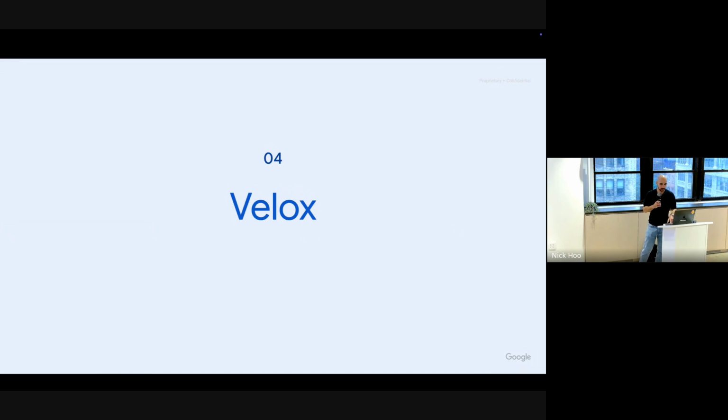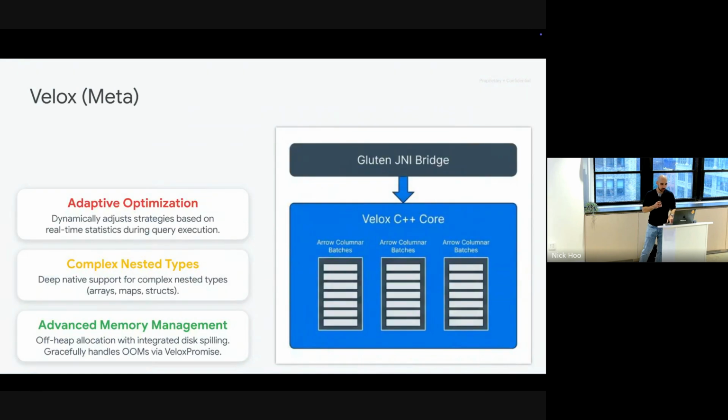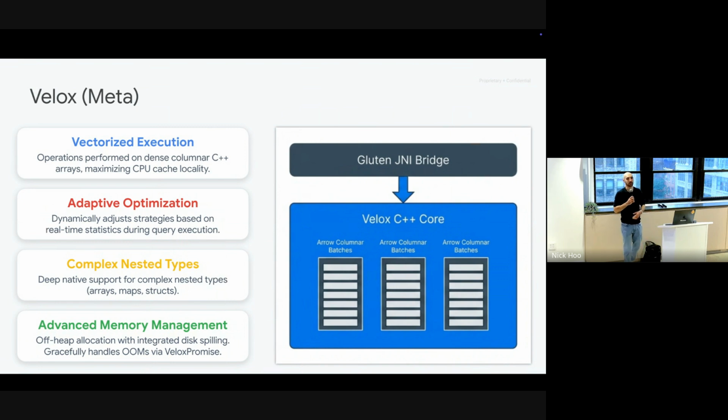Okay, so next, we talked about Gluten. Let's talk about Velox. Now these two are often paired together. They work really well together. This is generally where you see, when there's one, there's the other, generally speaking.